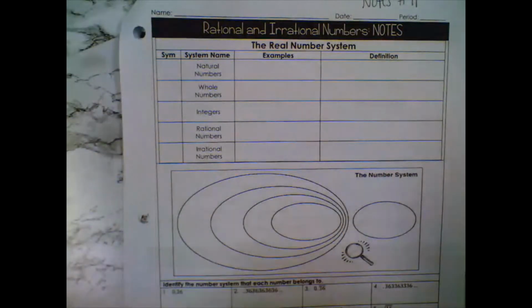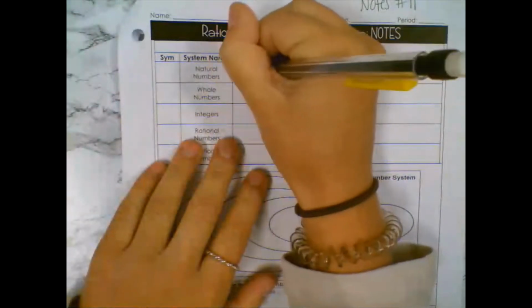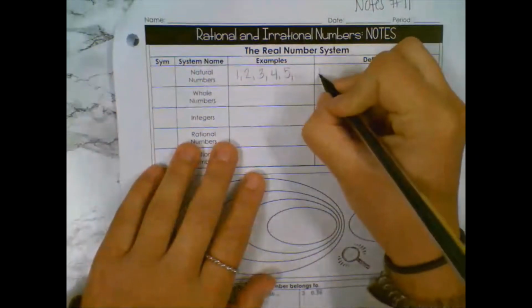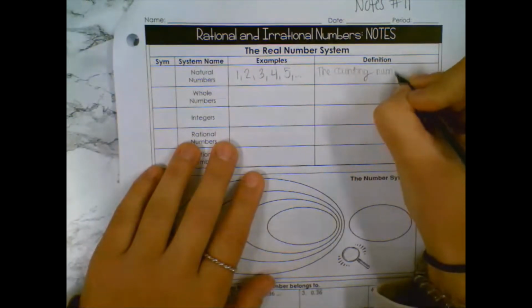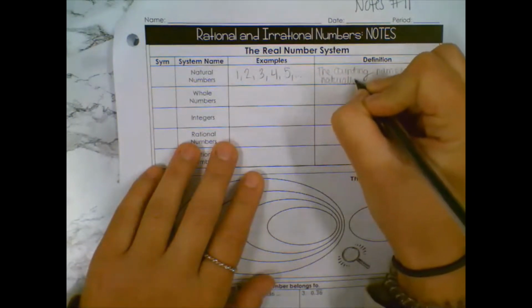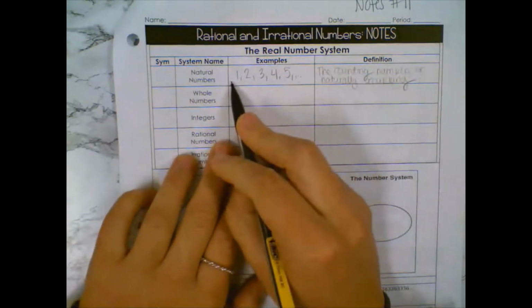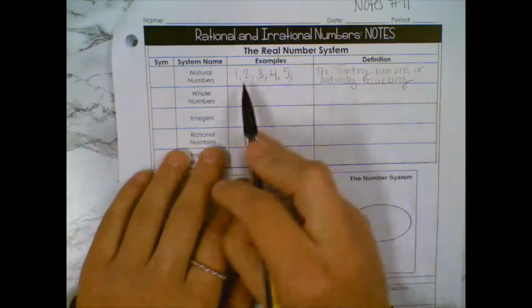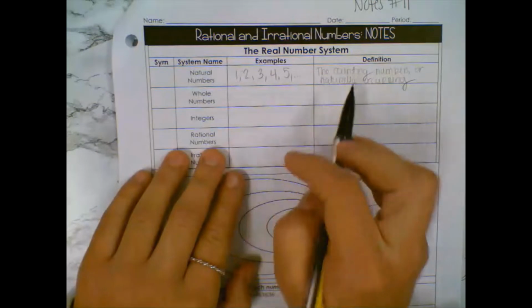So natural numbers, these are considered the counting numbers in the natural world. Some examples: 1, 2, 3, 4, 5, and so on. So we call these the counting numbers, or naturally occurring numbers. That is always starting at 1. The way you can think about it, if you were to count how many people were in a room, you would start off with the number 1. So 1 is the very first counting number or natural number in existence, and then 2, 3, 4, 5.